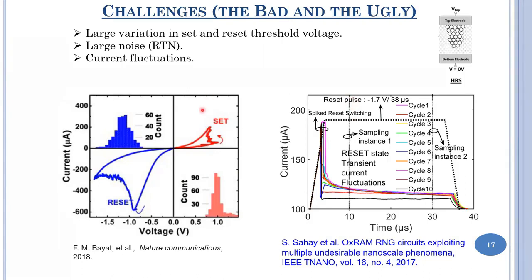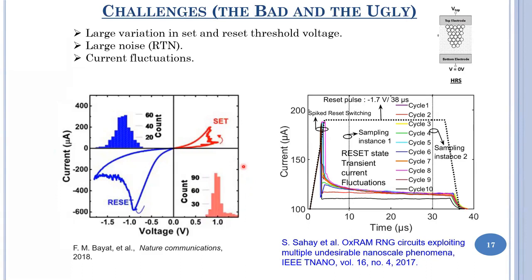So as I told you, this switching threshold is different in different devices. Not all devices will switch if you apply a voltage very close to the mean of this distribution. So if you apply 1 volt, only these devices will switch. These devices won't switch. So 50% of your devices are not switching if you have a distribution such as this. That gives you a probabilistic switching distribution.